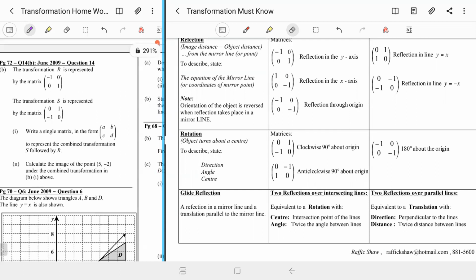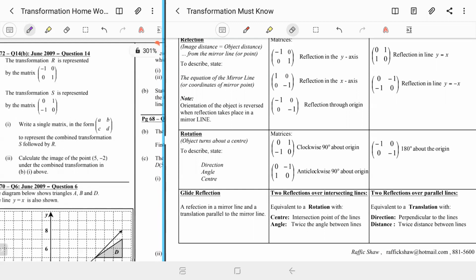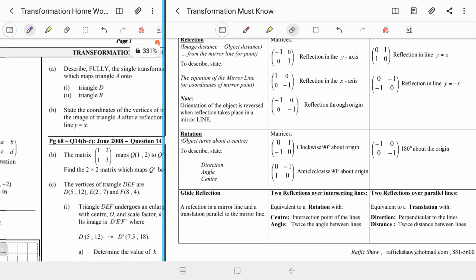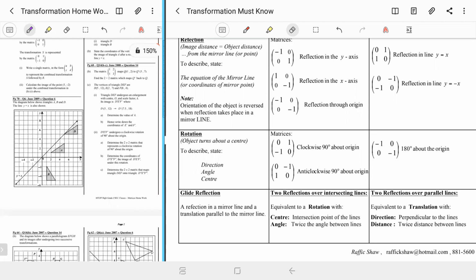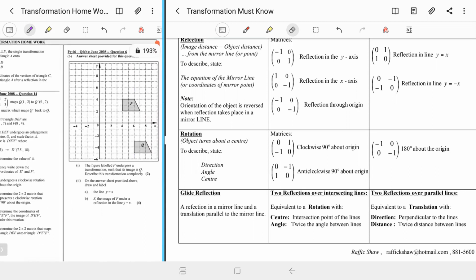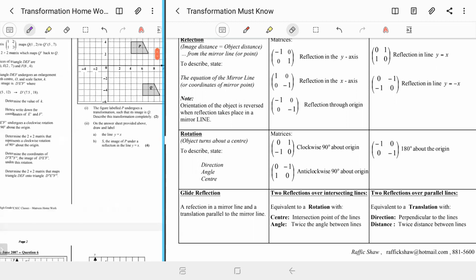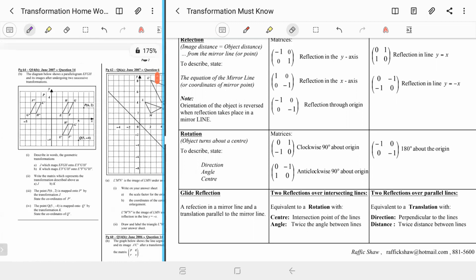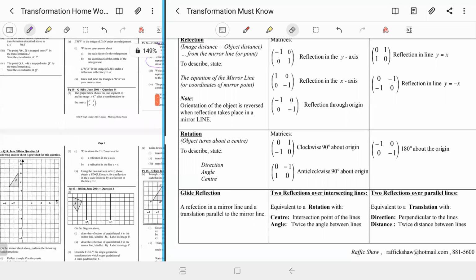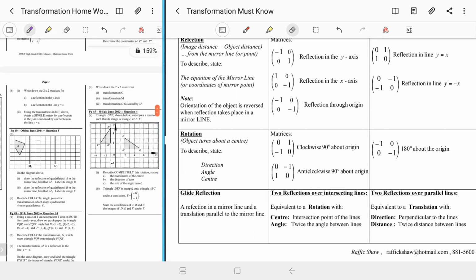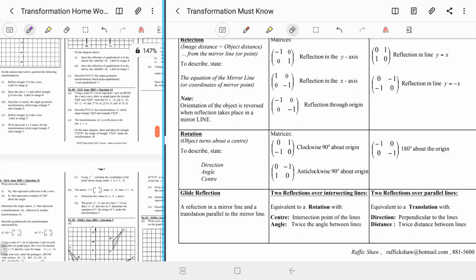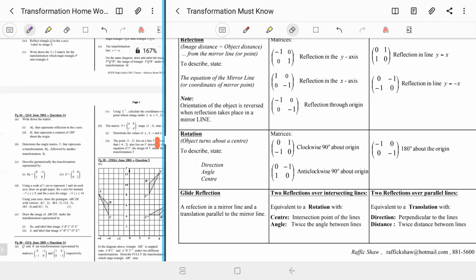Sure, show it for the class. See them give you a matrix there. Hold on. All right, see it now. Describe fully the single transformation map under that. Give the matrix and then ask you to describe it. Where is it? Aha. You see? All right. So one here, and one there.